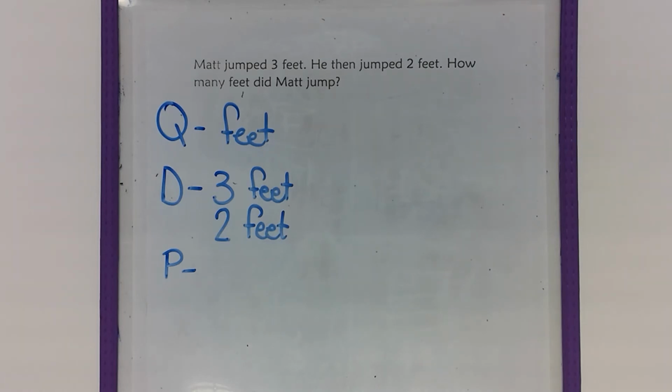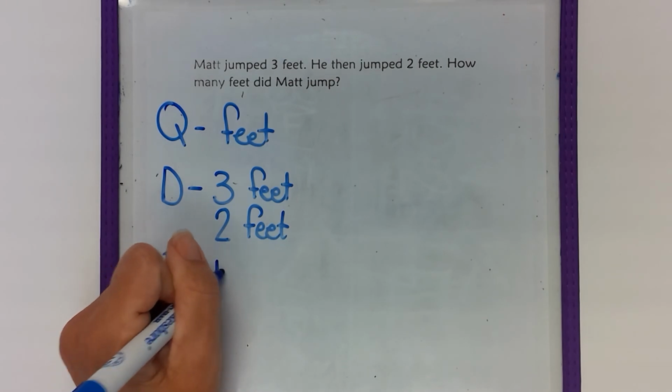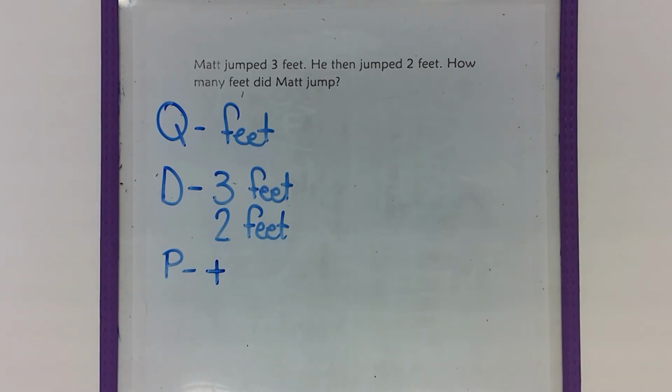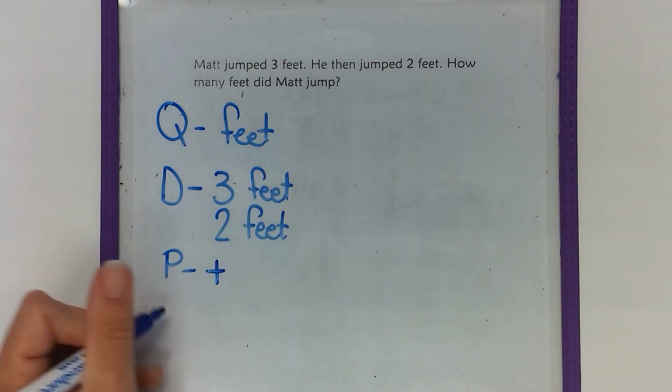So we can talk to the kids. Well, notice that Matt jumped and then he jumped again. What do you think we're doing with those 2 numbers if we want to find out how many feet he jumped all the way from the beginning to the end? Oh, we're combining. Perfect. So when we're combining 2 things, what are we doing? Oh, we're adding. So our plan could be to add, and that's all that we need to write down for that. The A is our answer.